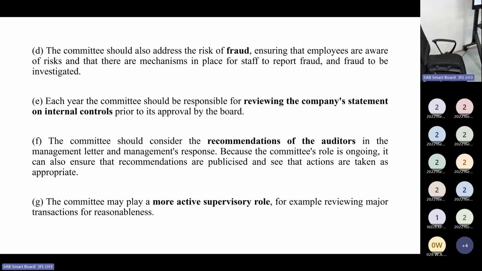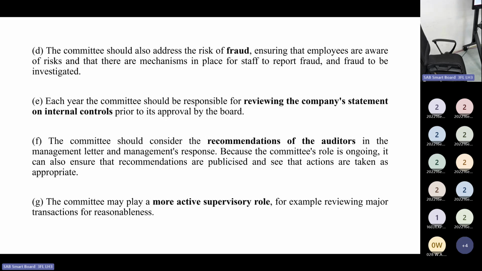Right? The next one is, each year the committee should be responsible for reviewing the company's statement of internal controls prior to the approval of the board. So every year in your annual report, you have to give a statement on your internal controls. That statement comes from the audit committee, because they are writing a statement on how the internal controls of the organization are. So that statement should be reviewed by them.